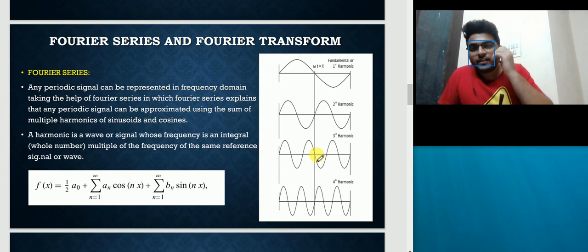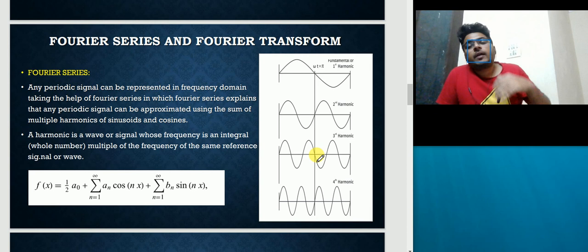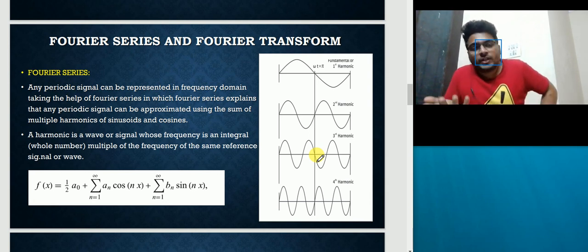Now, to understand Fourier series and Fourier transform, we need to take help of sines. To understand Fourier series better, we need to take help of sinusoids and cosines. Now, what is Fourier series? Fourier series is actually an approximation. Any periodic signal can be approximated by taking help of sines and cosines. If you add multiple harmonic cosines and sines together along with the DC component, you can approximate any periodic signal. That means you can represent any periodic signal in terms of addition of sine and cosine harmonics.